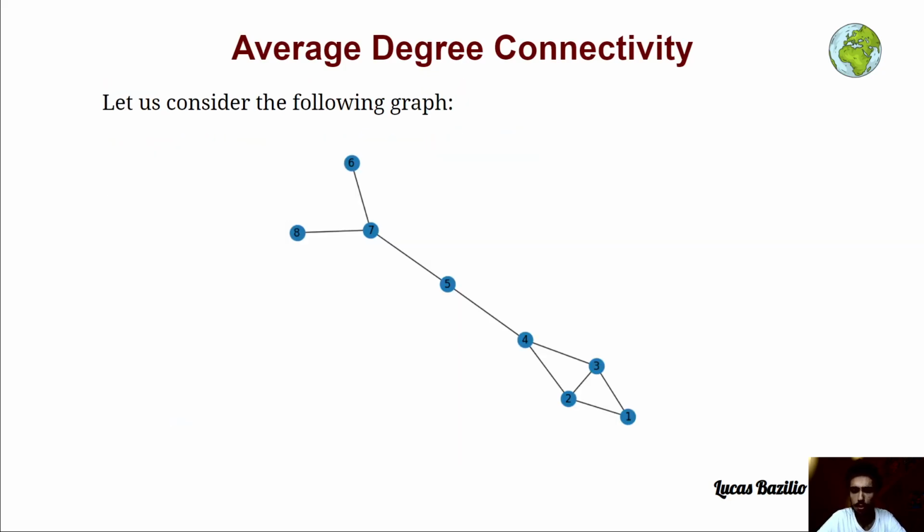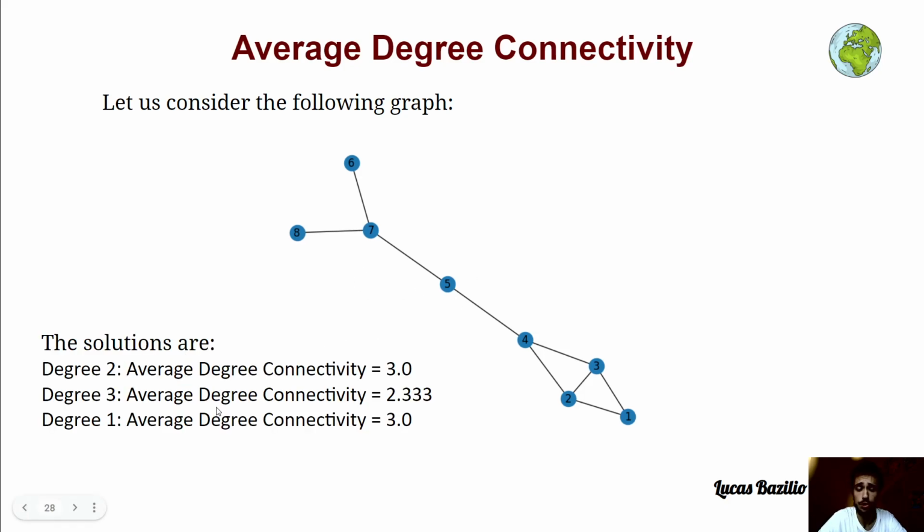To understand how we can compute the average degree connectivity step by step in an easy way, let us consider the following graph. It is a graph that, as we can see, has 8 nodes. If we compute the average degree connectivity for each degree value in this graph, the solution is this one. For the degree 2, we have an average degree connectivity of 3. For the degree 3, we have an average degree connectivity of 2.333 and so on. And for the degree 1, we have an average degree connectivity of 3.